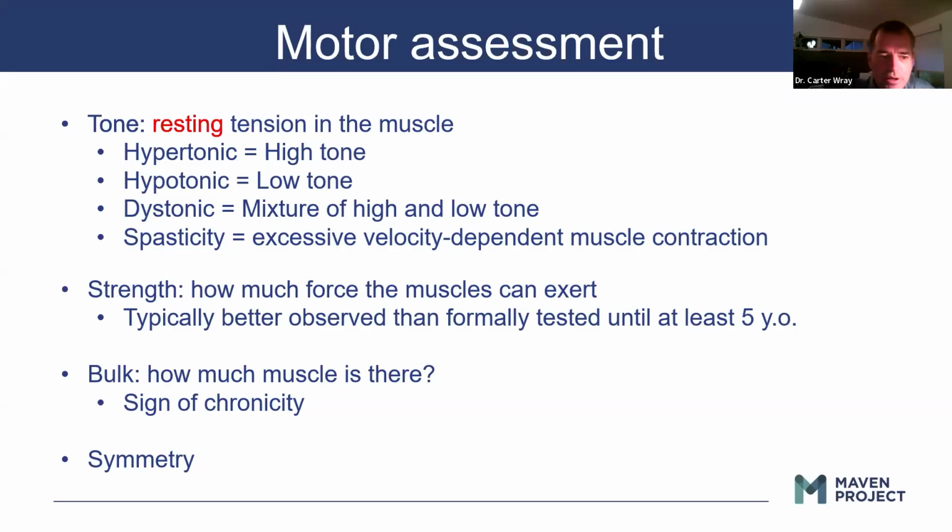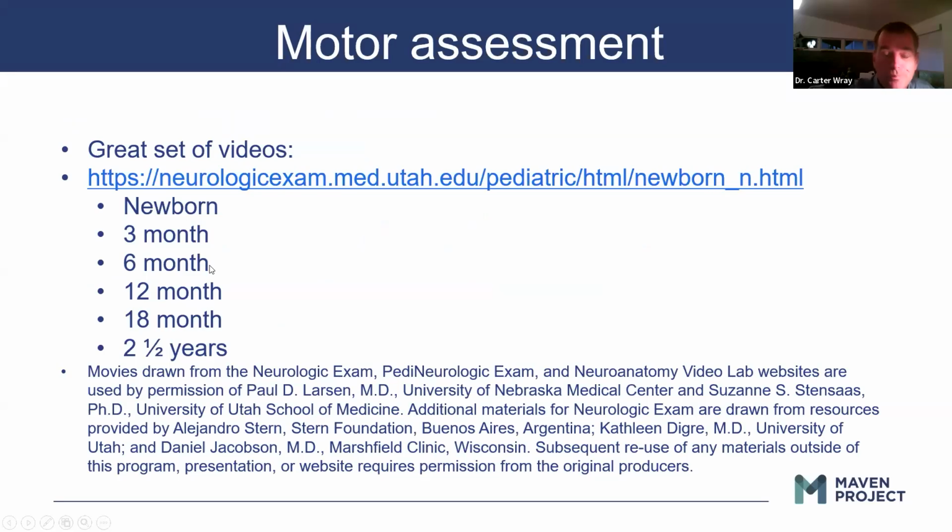The least thought about of what I consider the 3 core things in a motor assessment would be the bulk of the muscle. And certainly if the bulk has reduced, that's a sign that whatever the motor problem is, it is very, very long-standing. You don't lose muscle bulk over a few days or a few weeks; it really takes weeks to months to lose muscle. And then, as with many things in the exam, symmetry is key. So tone or strength that are different on one side of the body from the other is much, much, much more worrisome than symmetric findings, because symmetric things may just be how that child is born.